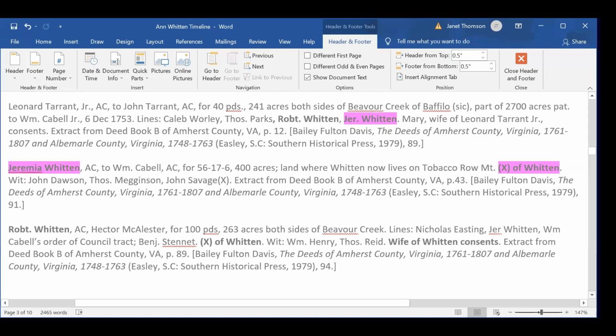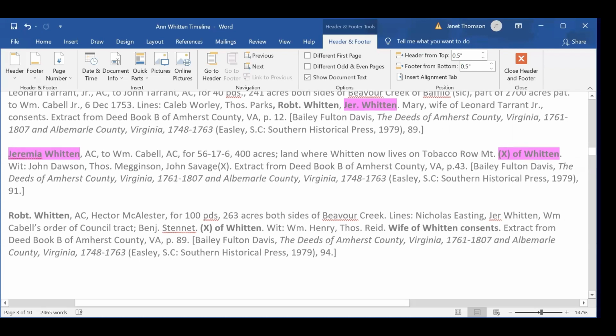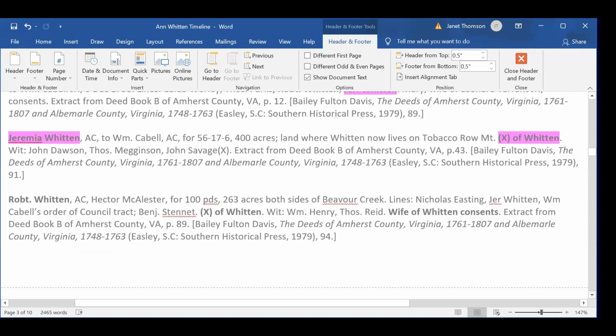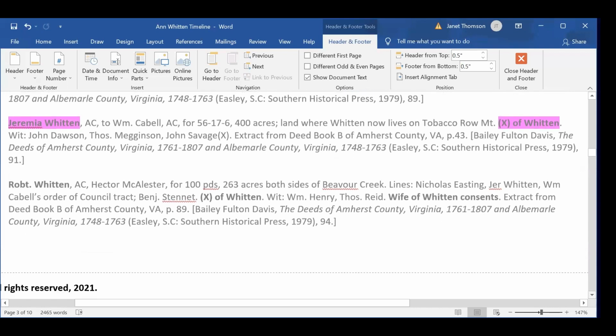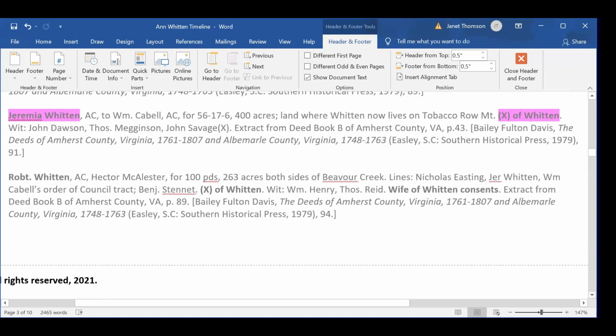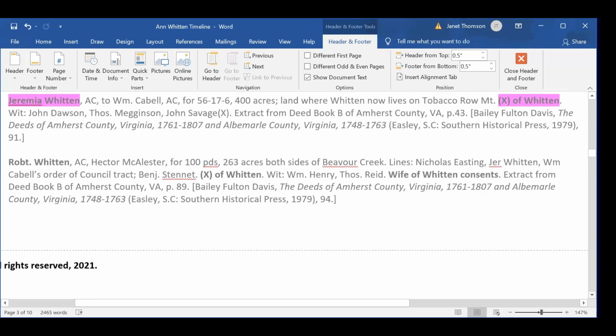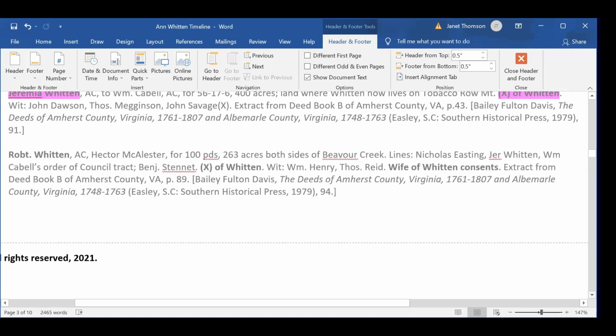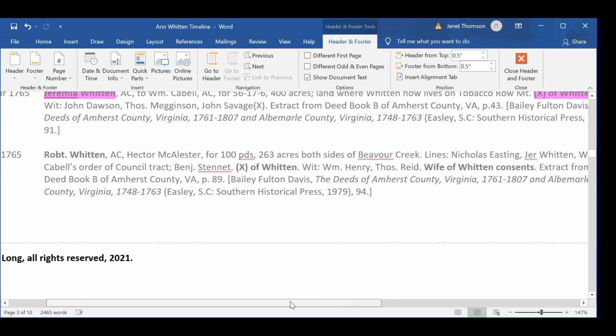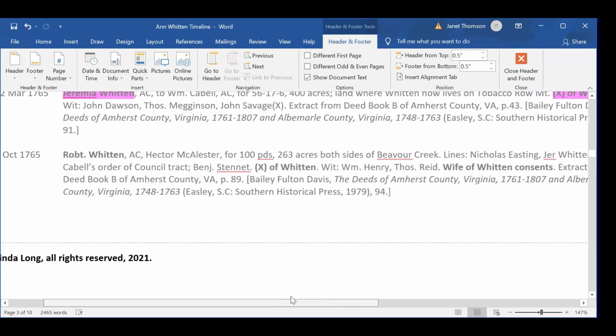guess what? Even though it just says wife of Whitten consents, if you can find that document, you will find her signature. And she will have been grilled by the court separately from her husband, because it has to do with certain of her rights that she has. And something I haven't done here, these are true extracts. The books do exist, and I've looked at some of them.